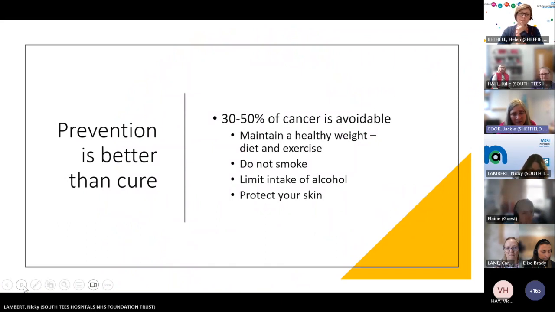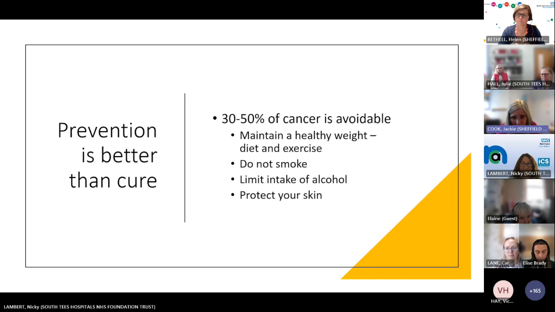Prevention is better than cure. The fact is that 30 to 50% of cancer is avoidable. Not by any fancy thing to do with genes. The way that we avoid it is by maintaining a healthy weight, diet and exercise, not smoking, limiting your intake of alcohol, and protecting your skin against sun damage.